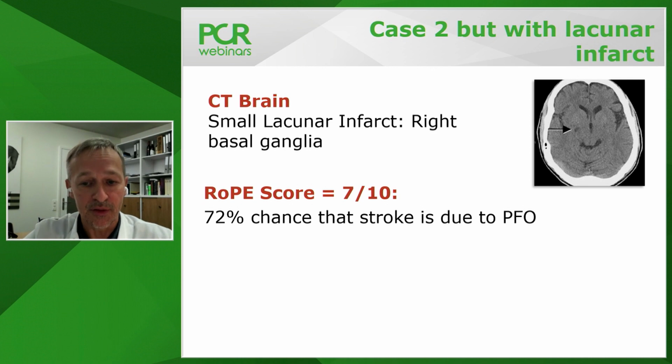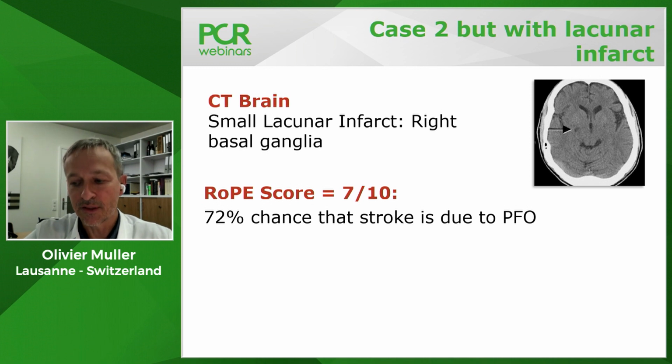at atherosclerosis, because even if you are young, you can have a lot of risk factors for atherosclerosis, familial hypercholesterolemia, or whatever. So I would go through all the process, even though the patient is young and has a high risk of PFO-related stroke, given the ROPE score.